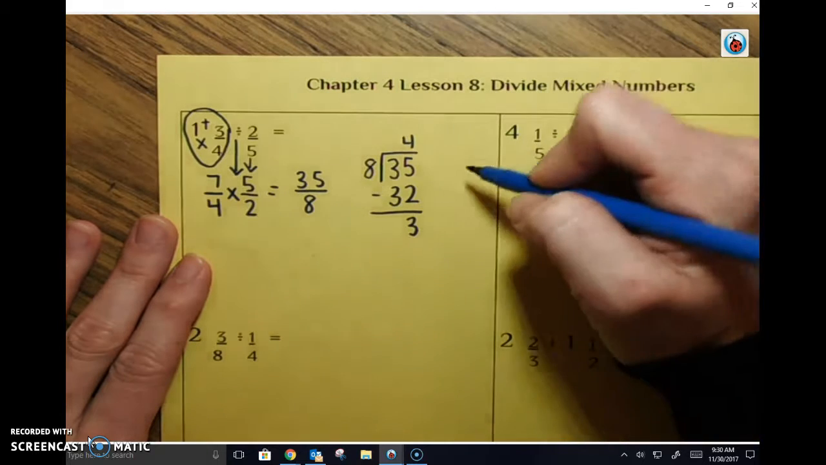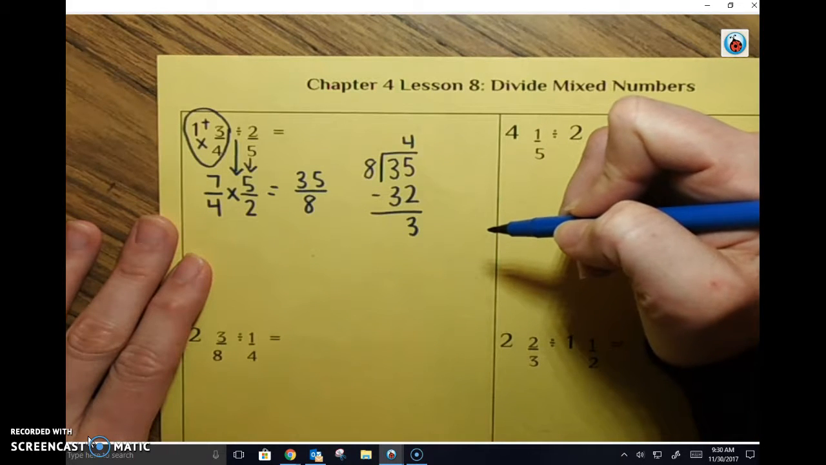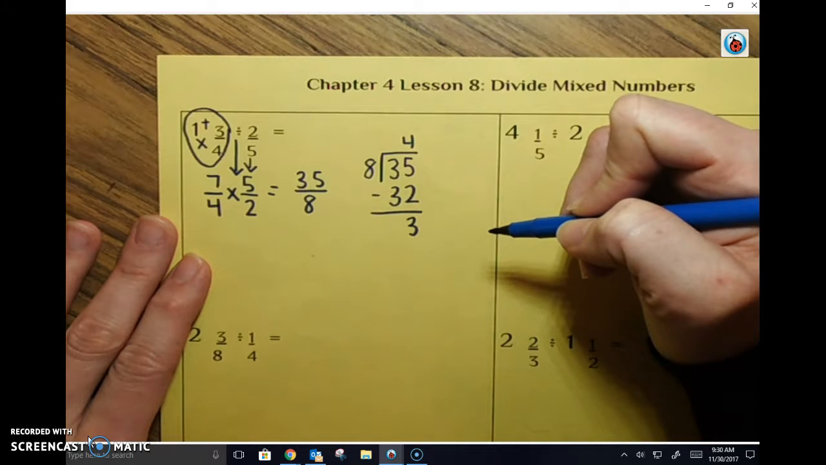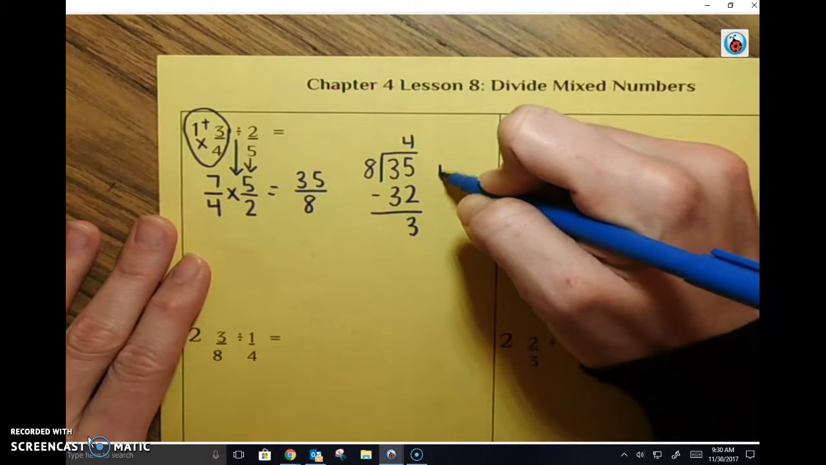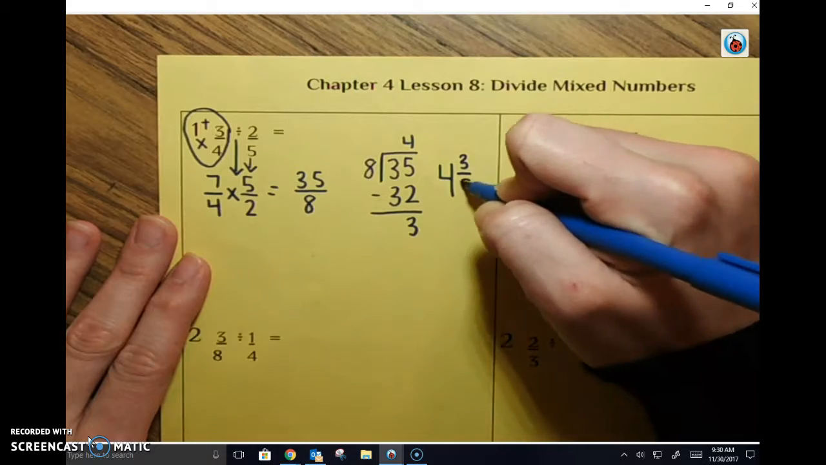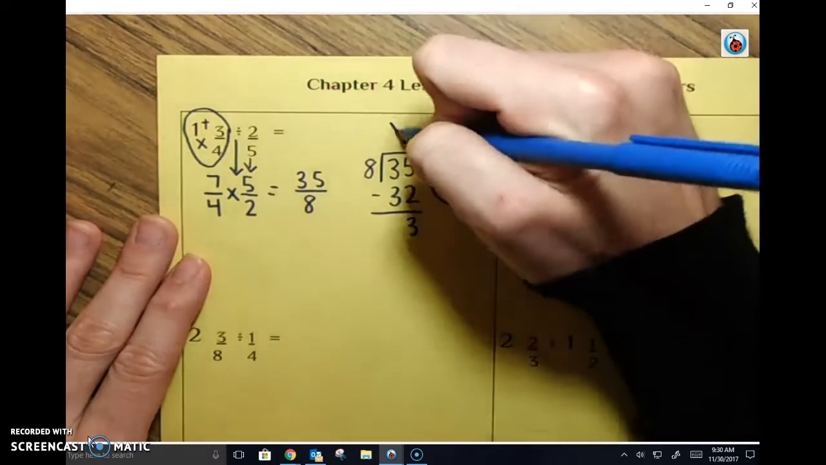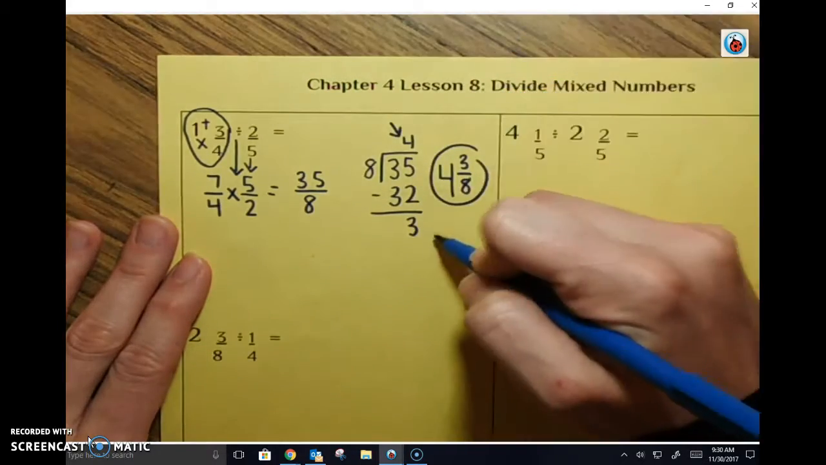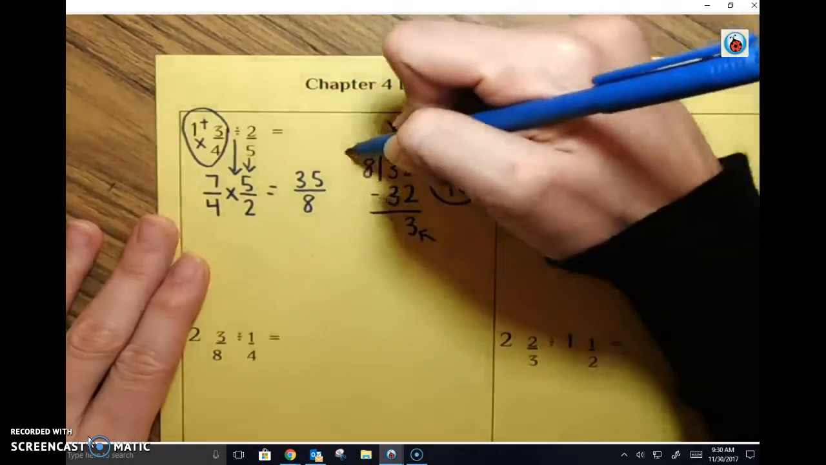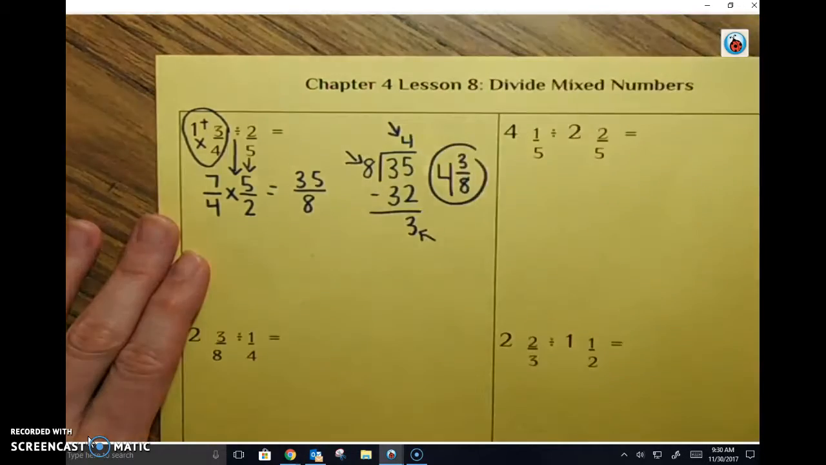Who thinks they know what the answer is with those numbers? Lucas? Allie? 4 and 3 eighths. This number right here is the whole number. Leftover is the numerator. This number out here is the denominator.